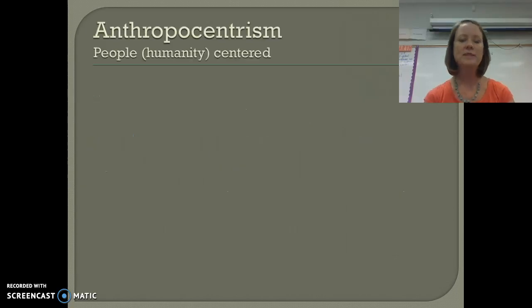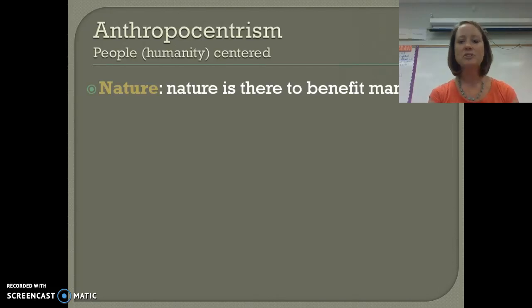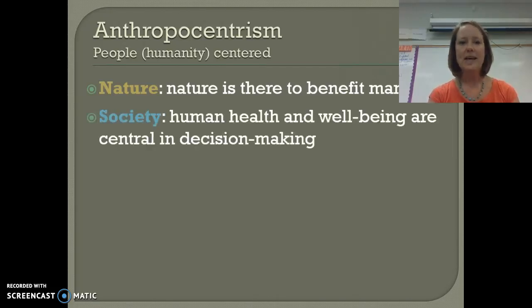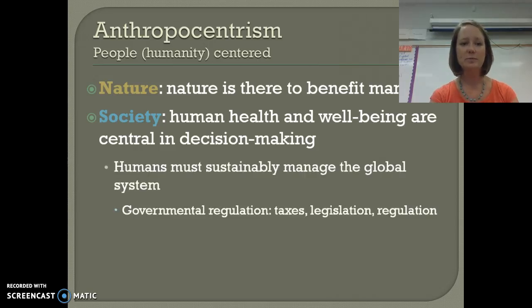All right, so anthropocentrism, that's our people-centered or humanity-centered. So nature is there to benefit mankind, and when we make decisions, we are taking into account human health and well-being first, instead of the environment like we did in our ecocentric. All right, so if you are an anthropocentric, we believe that humans can sustainably manage the global system, and we can do that through governmental regulation by imposing taxes, legislation, and then regulating those laws as well.